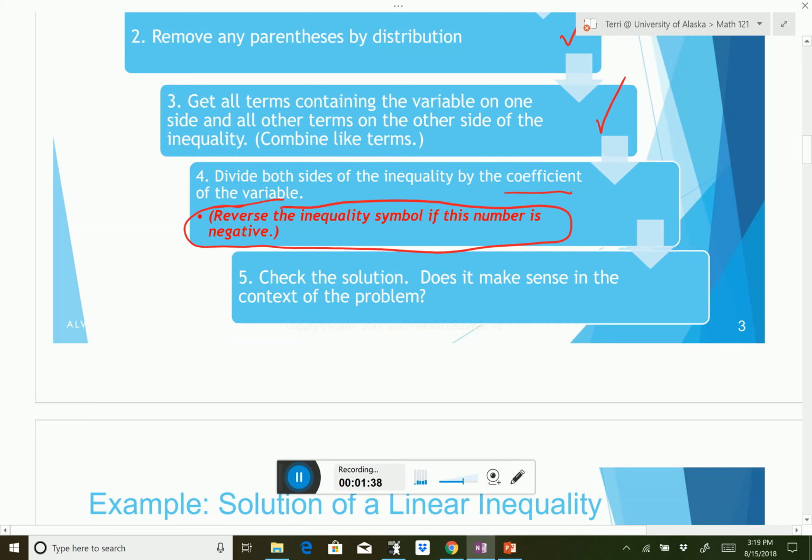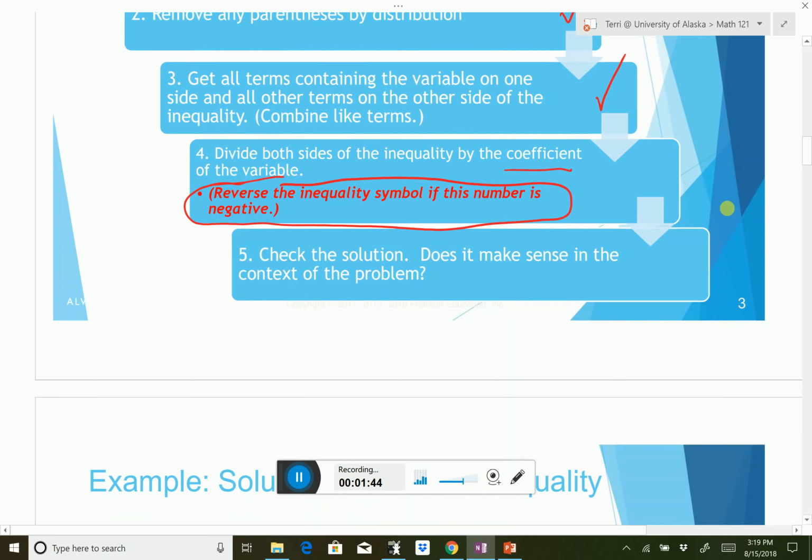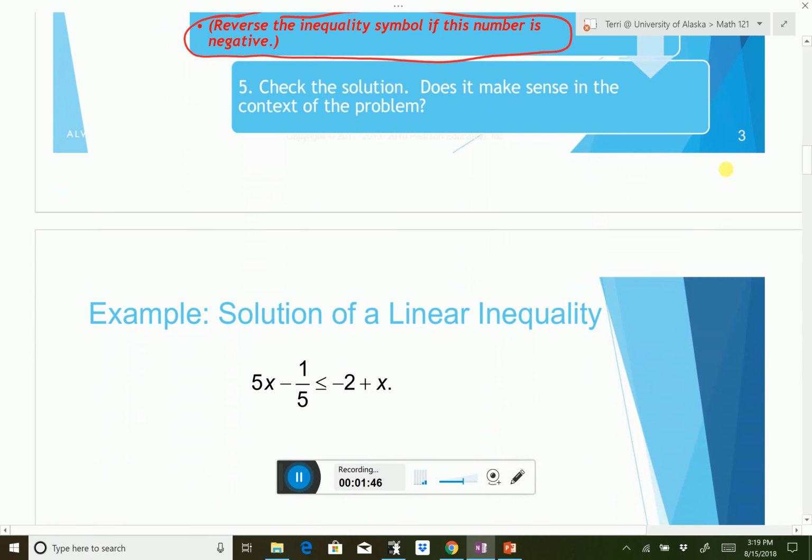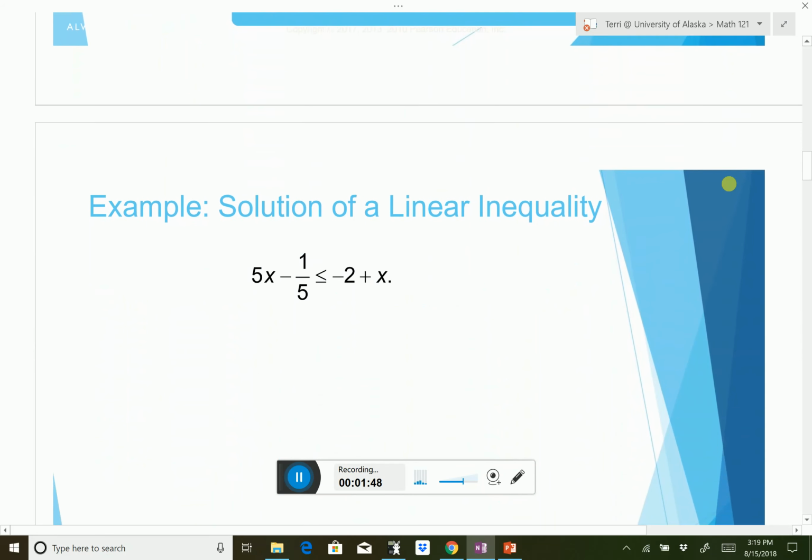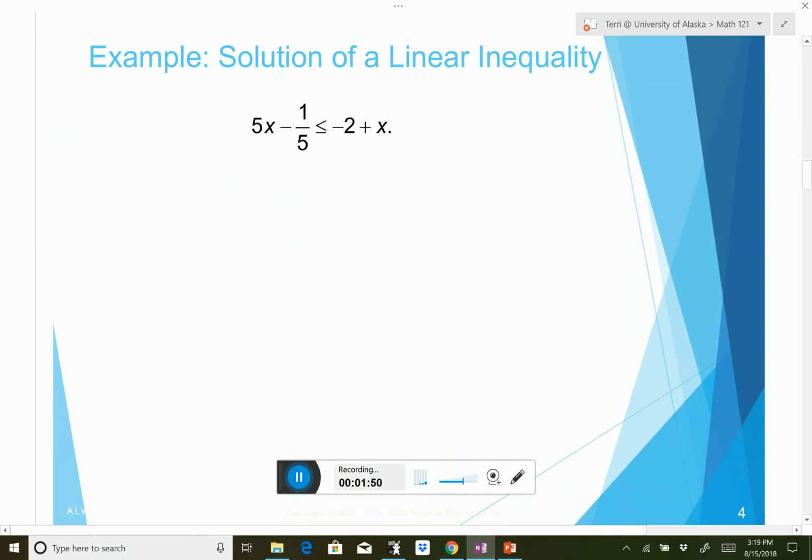We talked about this in the beginning of the chapter when we were just doing a review. We're taking this to a little higher level now. And check the solution. Does it make sense in the context of the problem? So let's do a quick problem here. 5x minus 1/5 is less than or equal to negative 2 plus x. Don't like that fraction. Let's get rid of it.